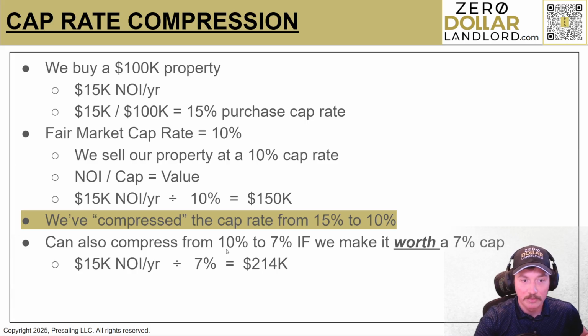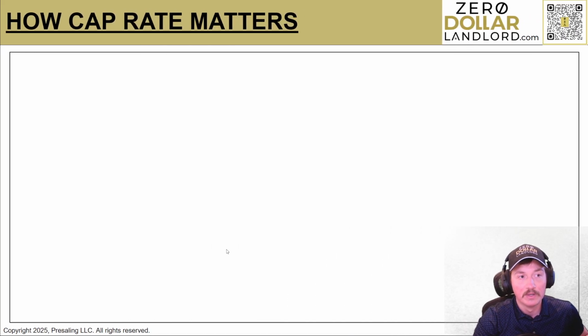We literally just modified the cap rate, because we bought it at whatever cap rate, and we turn around and sell it at the fair market cap rate of 10%, or we continue to operate the property and make it worth 7%. So that is cap rate compression. That is the critical mechanic of how all this stuff works.